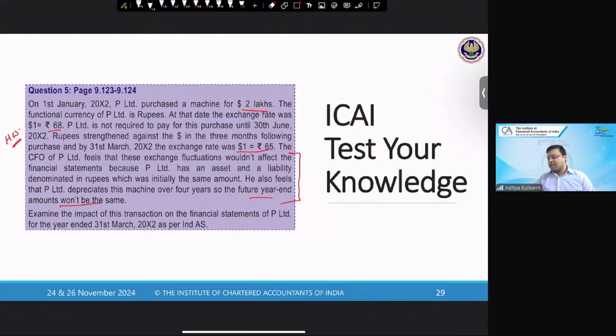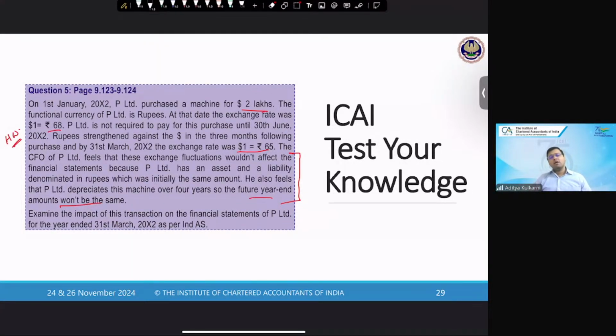Basically, functional currency has to be determined. It's not a choice. You have to determine it based on these indicators. It is a question of judgment. In 99% of the cases, the domicile of the entity, that means where it is registered, where it is located, that only will become the functional currency. So we spent considerable time discussing this.